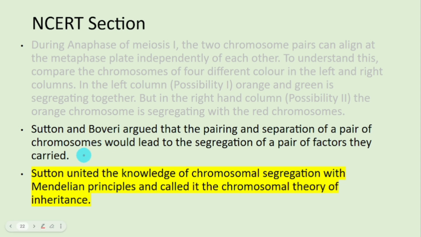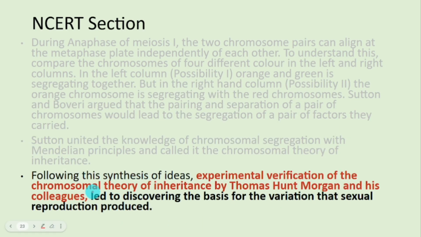So this statement is important. Sutton and Boveri argued that pairing and separation of a pair of chromosome would lead to segregation of pair of factors. And the reason is these factors, which are now called genes, are present on chromosomes. So Sutton united the knowledge of chromosomal segregation with Mendelian principles and called it chromosomal theory of inheritance. After proposal of this theory, the experimental verification was done by Thomas Hunt Morgan.